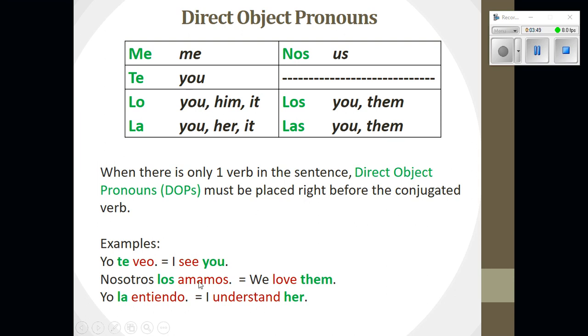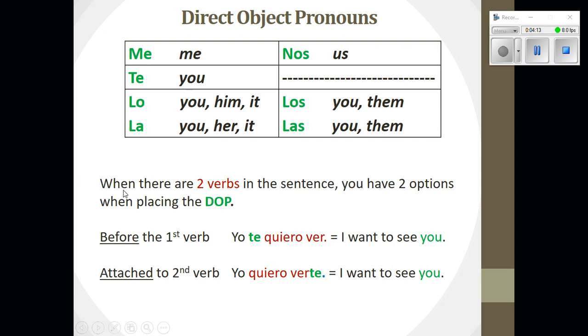Okay, nosotros los amamos means we love them. Okay, notice the verb amamos. We have to put the DOP before it. Okay, and then finally, yo la entiendo, I understand her. In English, the verb and then the DOP. In Spanish, the DOP and then the verb. Okay, pause the video and fill that information out for part B.